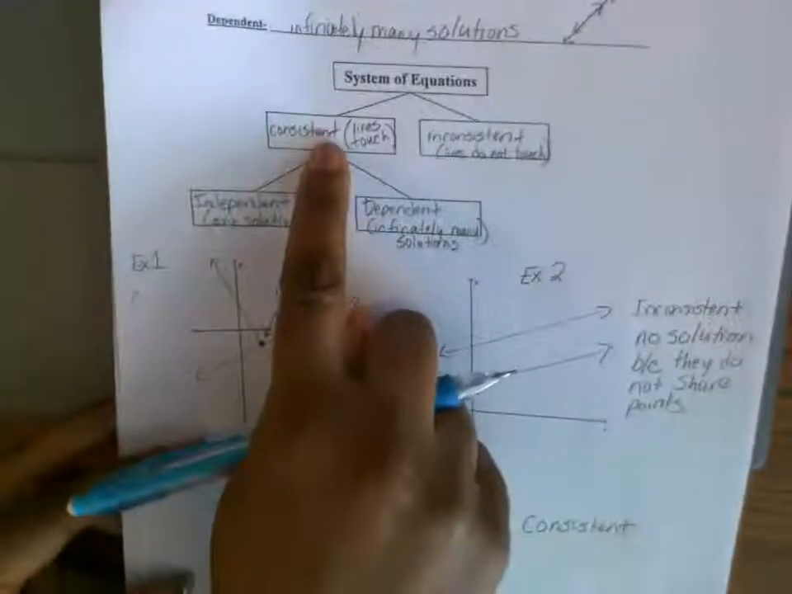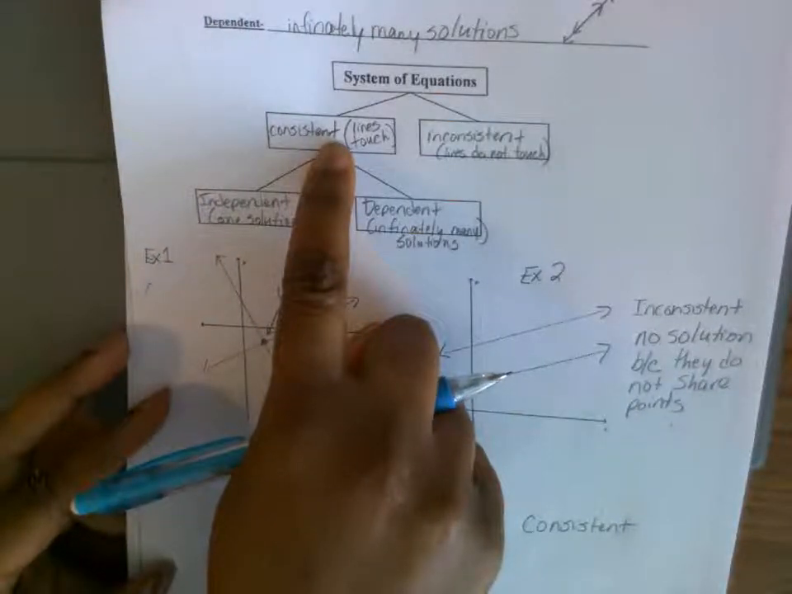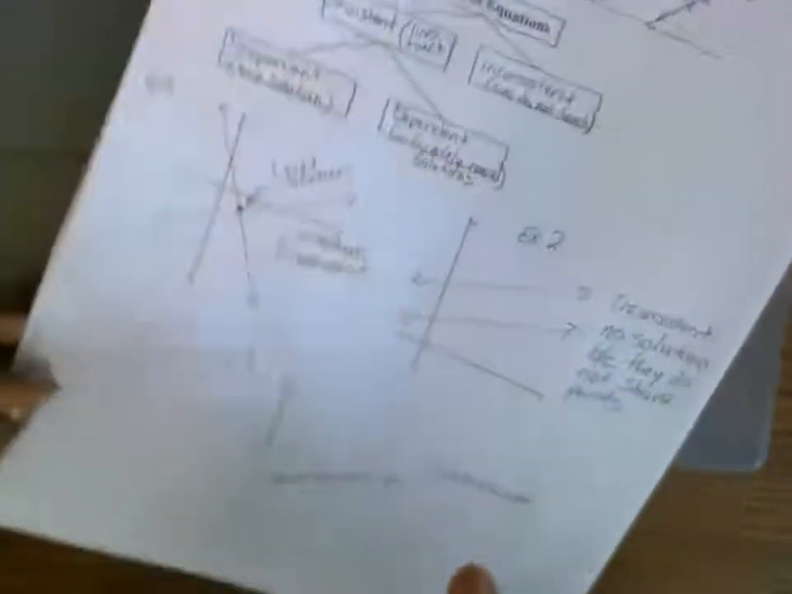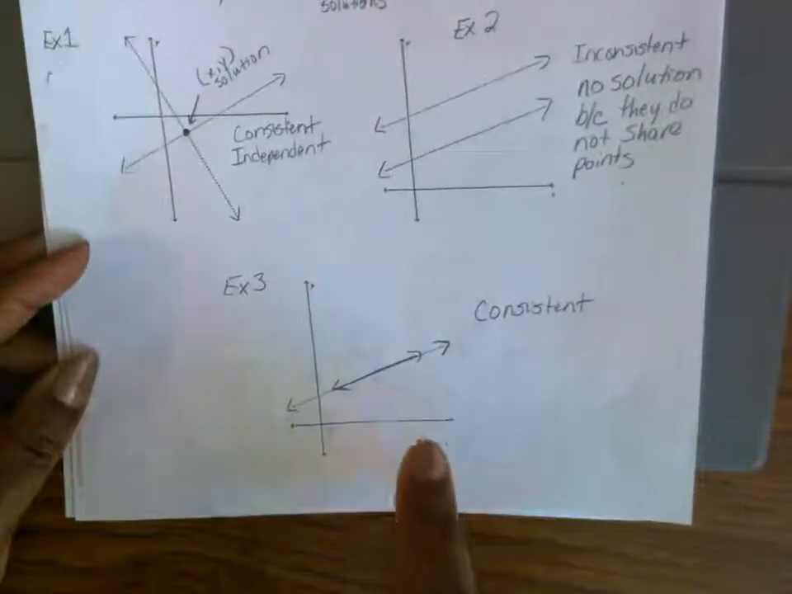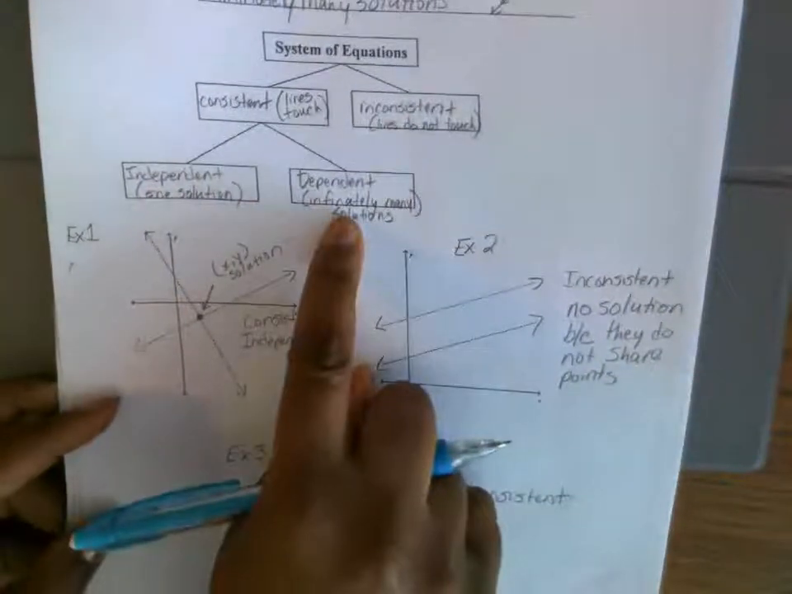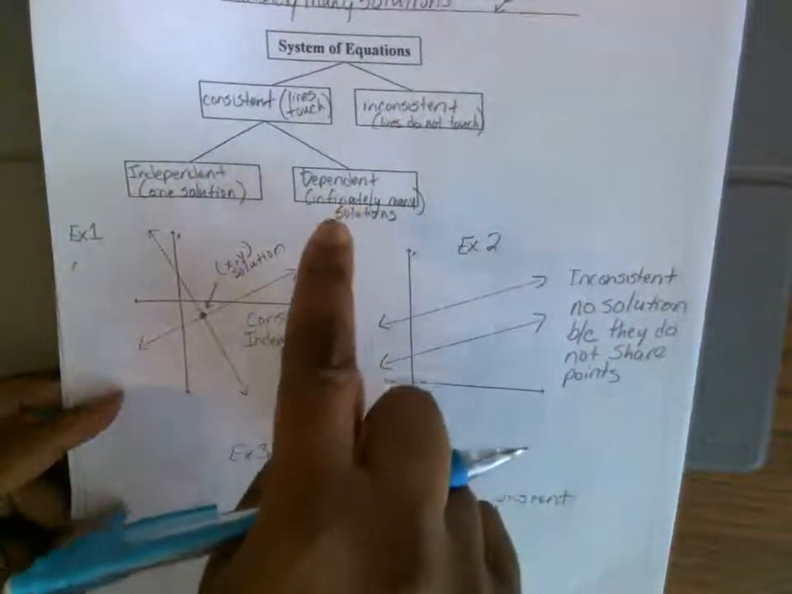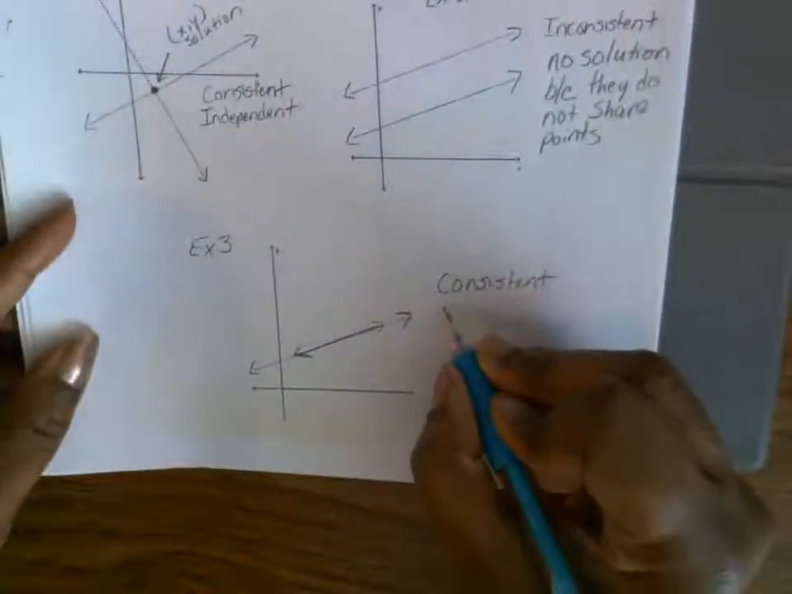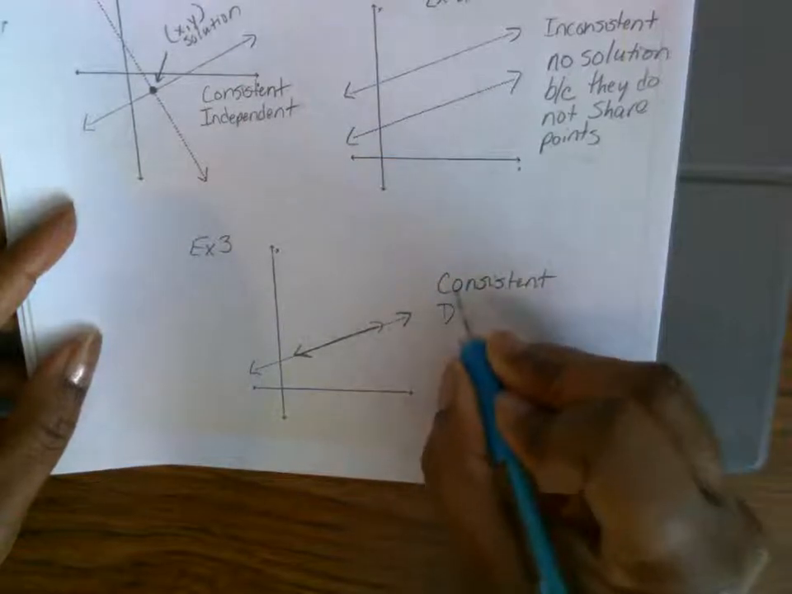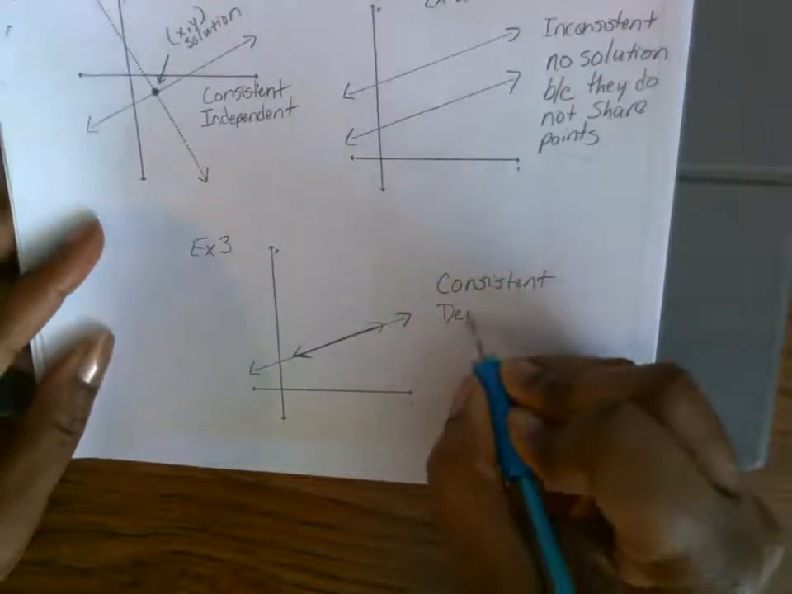Now, since it's consistent, systems are either independent or dependent. Is this independent or dependent? It's dependent. Very good. They're right on top of each other. That's infinitely many solutions. So the 2 descriptive words that you use for this system are consistent and dependent.